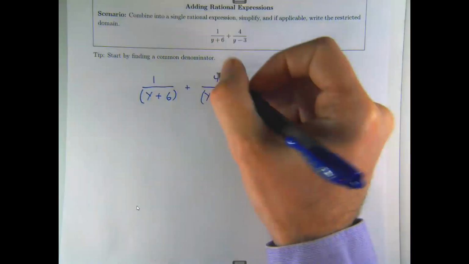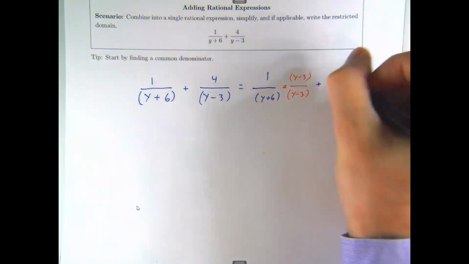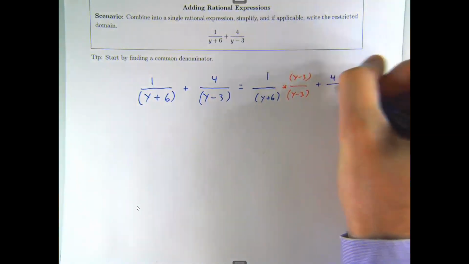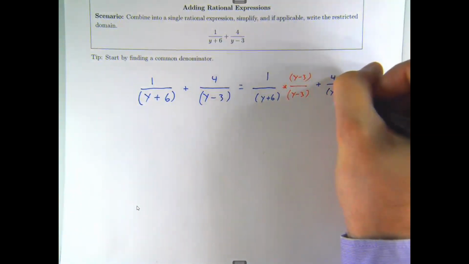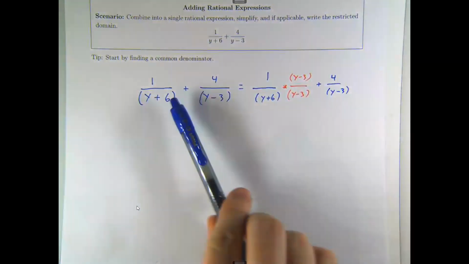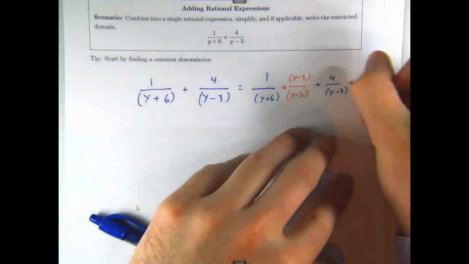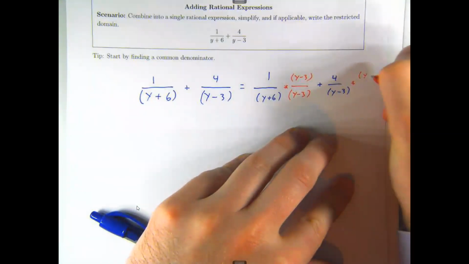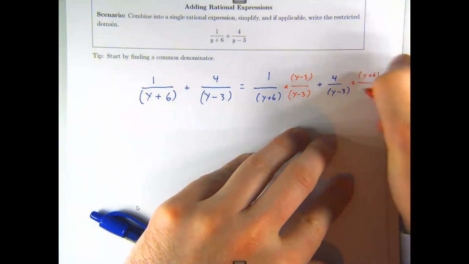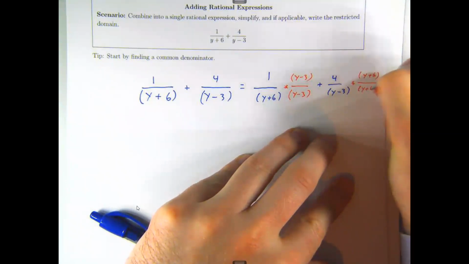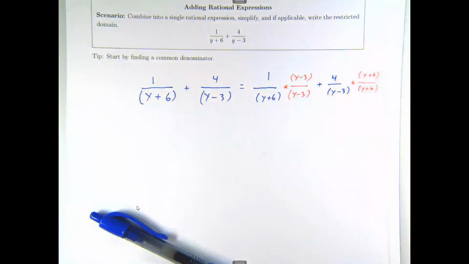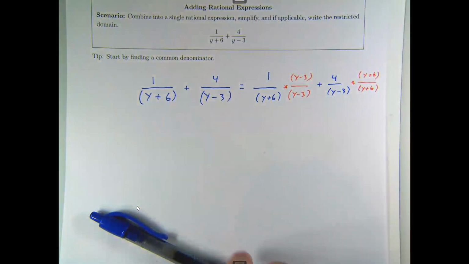I'm going to do something really similar for the second fraction. 4 over y minus 3, that's what I'm starting with. This is missing the y plus 6 amount, so I'm going to multiply the top and bottom of this expression by y plus 6. And I'm going to go ahead and do this multiplication.